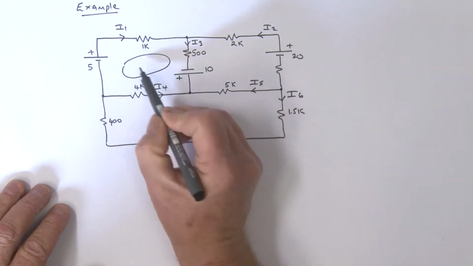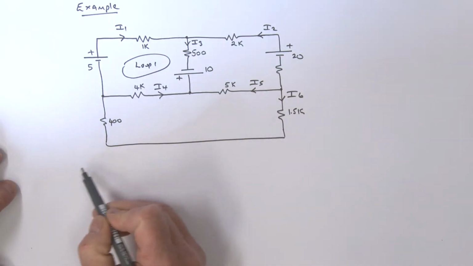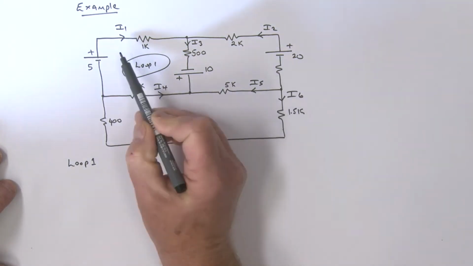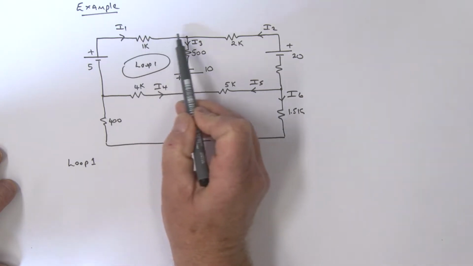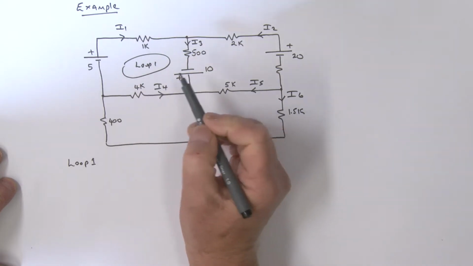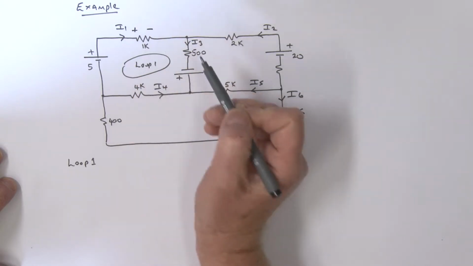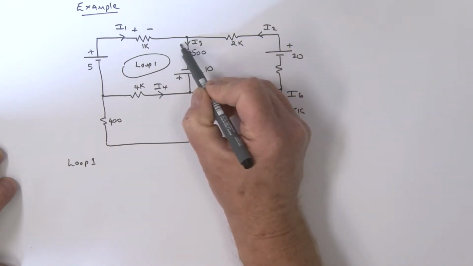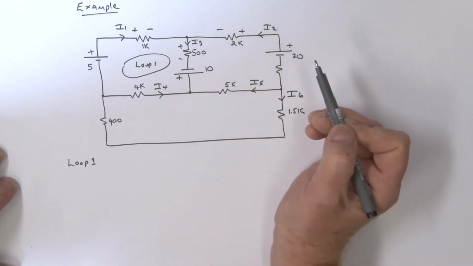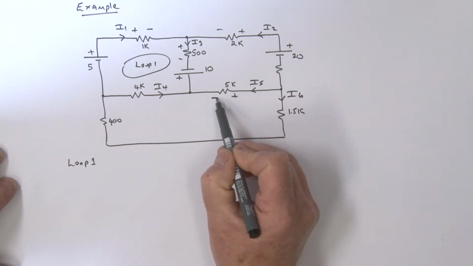So here's our first loop. We'll call this loop number 1. Let's write down a loop equation here. Now, before I do that though, let's label the voltages to be consistent with these defined current directions. If this current is flowing this way, I've got a plus minus. This current is flowing down, so it is plus minus. This current's going this way, so that's a plus minus. This current's going this way, so that's plus minus.